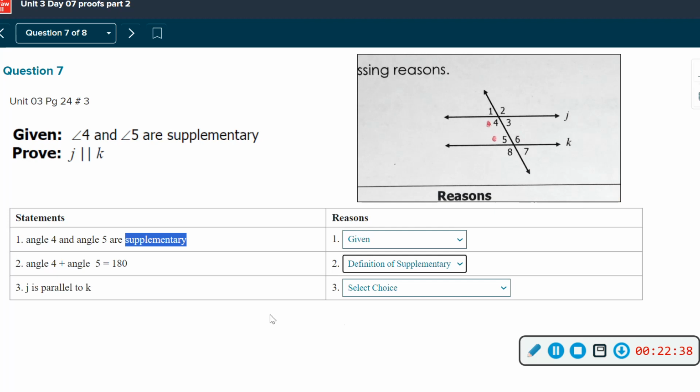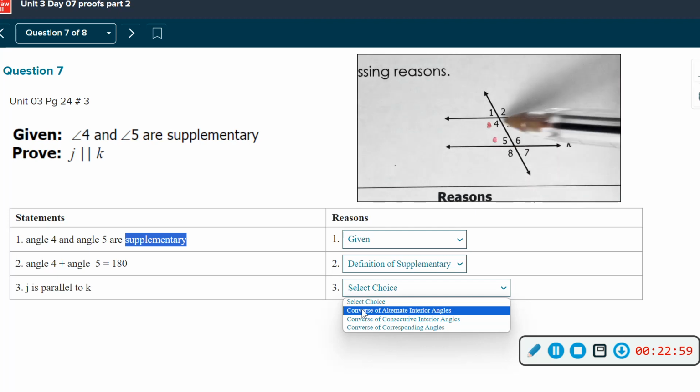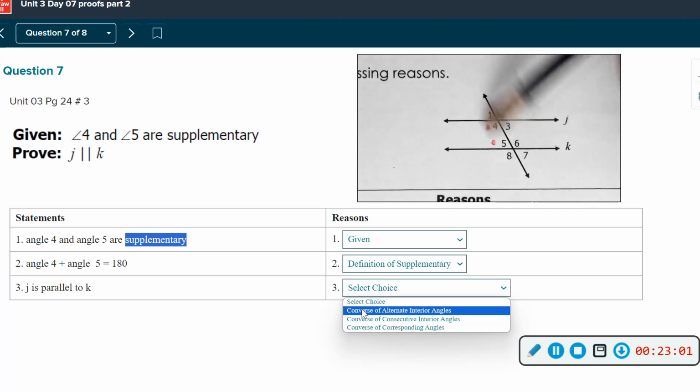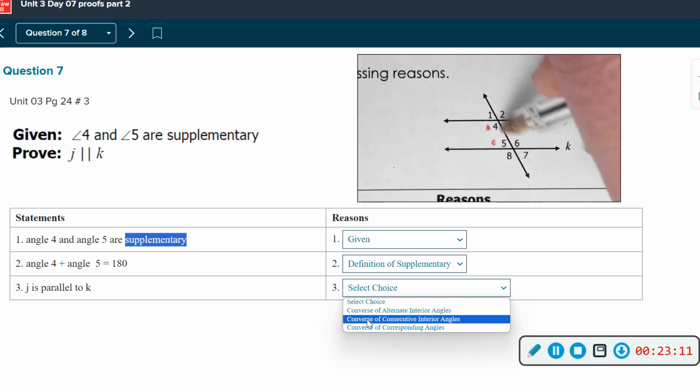Now let's look at our options. Our options are converse of alternate interior, converse of consecutive interior, converse of corresponding. What that says is if the relationship of the angles makes the equation happy, then we know we're correct. So look at these angles. What's the relationship between these? Are they on the same side of the transversal or alternate? Well, they're on the same side. So alternate is definitely out.